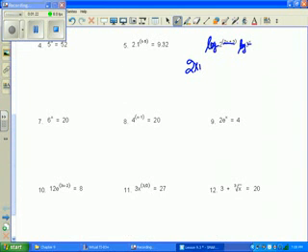So that gives me 2x plus 3. Well, actually, let me go ahead and not do 2 steps in one. Let me write this down exactly. We got log of 2 to the 2x plus 3 equaling log 3 to the x.